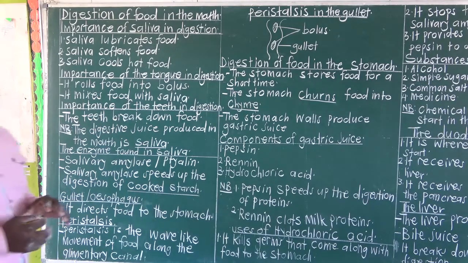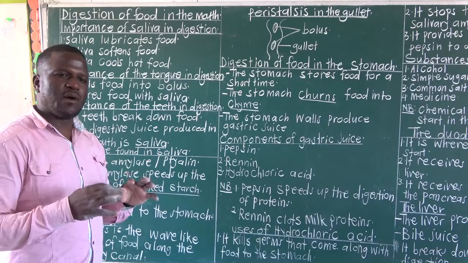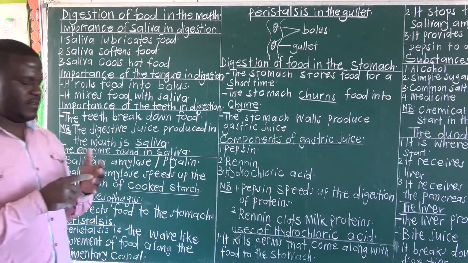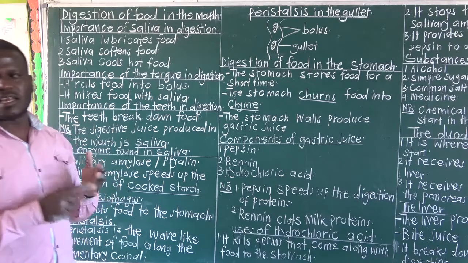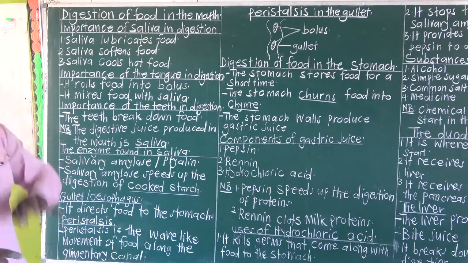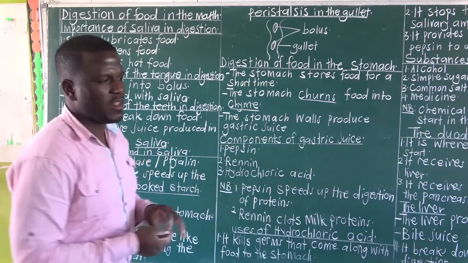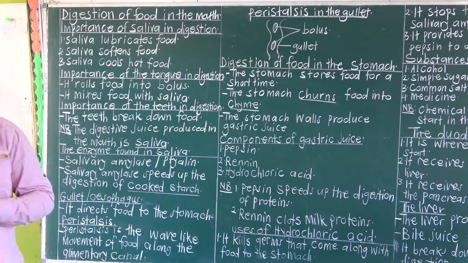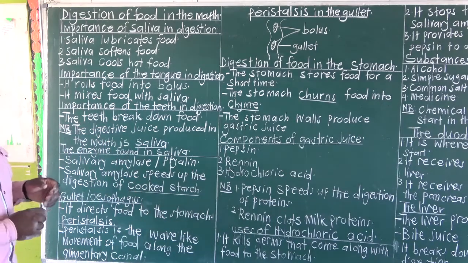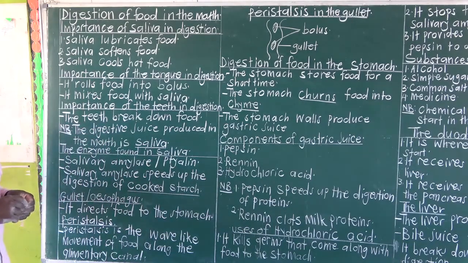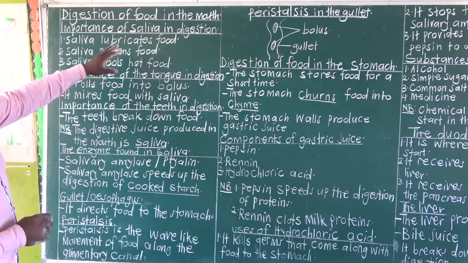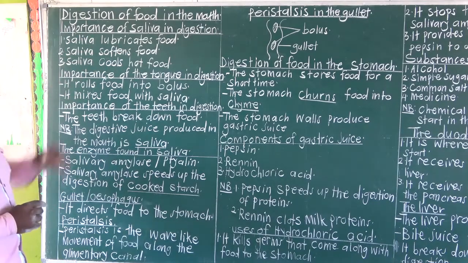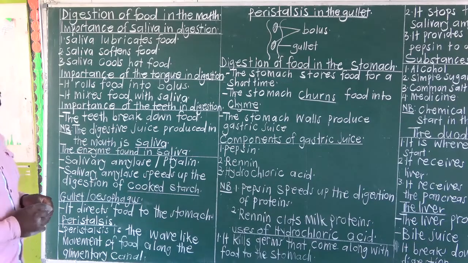Now, I've said digestion starts in the mouth, and the mouth has saliva, teeth, and the tongue. So these three parts that are found in the mouth are very important during digestion. We are going to look at each one of them and how it is important during the process of digestion. Let's begin with saliva. How is saliva important during digestion? Or the importance of saliva during digestion.